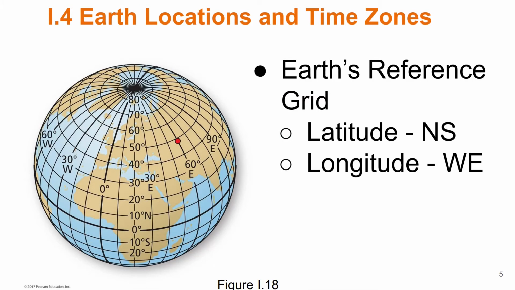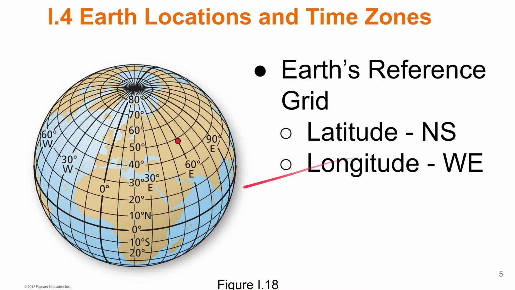So, Earth's locations and time zones. The whole point of latitude and longitude is to make a grid, and the whole point of that grid is so that we know where places are. So that, for example, you can go back to them. You know where you are, you know where other things are. That's the whole point of the geographic grid.